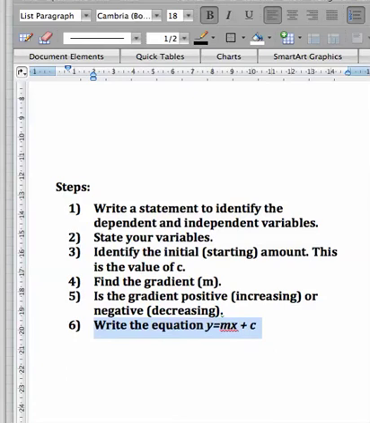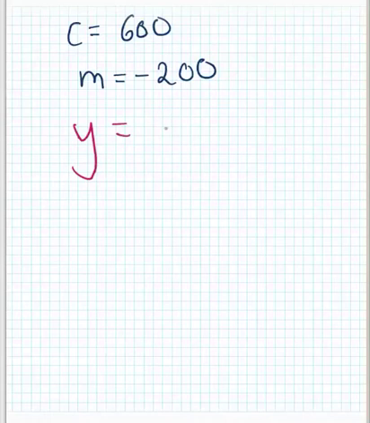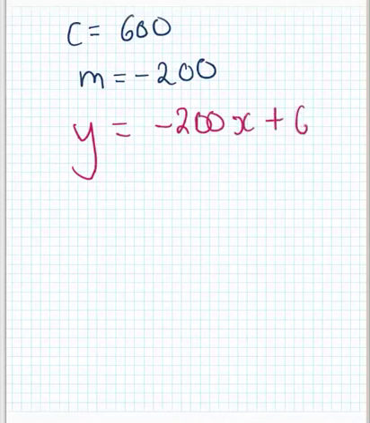All right, so we've calculated what c and m are. So we have y, which we know is really the amount of water in the tank, is equal to y equals mx plus c. So we can write it like this, minus 200 x, and plus c. C is not 0, it is plus 600. And there's our equation.